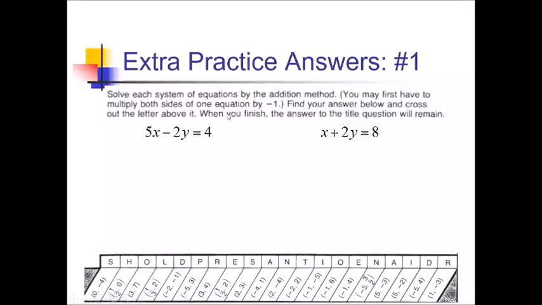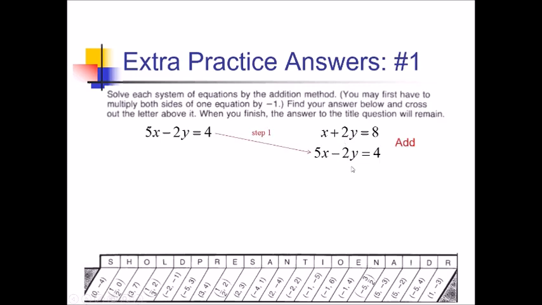For this one, we're trying to solve this system of equations. So I notice that I have a -2y and a positive 2y. So if I just add these together right away, I am going to get something to cancel out. Let me just rewrite this one underneath my second equation. Add these two together. That cancels out my y's. X plus 5x is going to give me 6x. And then 8 plus 4, that's going to give me 12. So I have 6x equals 12.